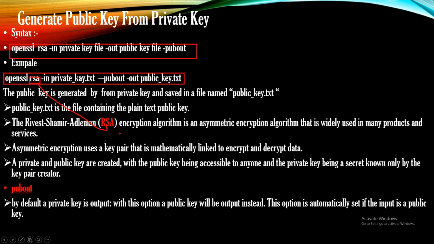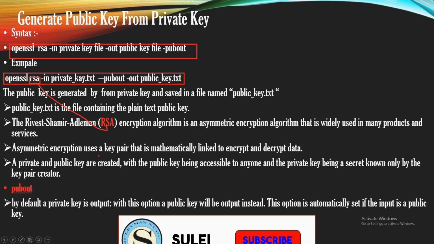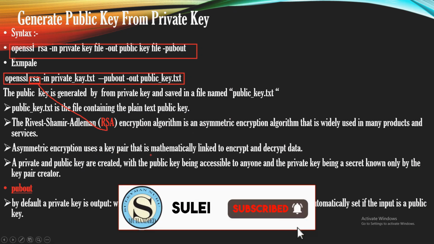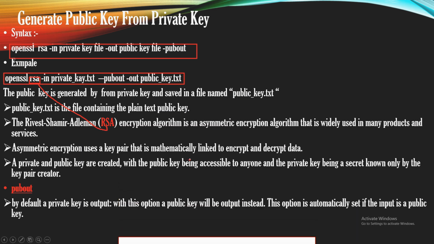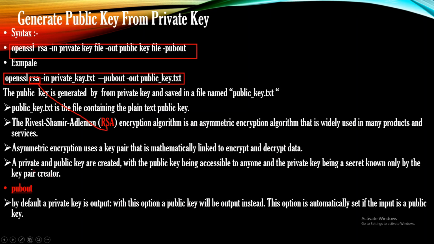The RSA encryption algorithm is an asymmetric encryption algorithm that is widely used in many products and services. Asymmetric encryption uses a key pair that is mathematically linked to encrypt and decrypt data. A private and public key are created, with the public key being accessible to anyone, and the private key being a secret known only by the key pair creator.